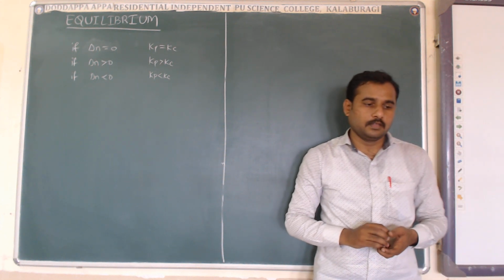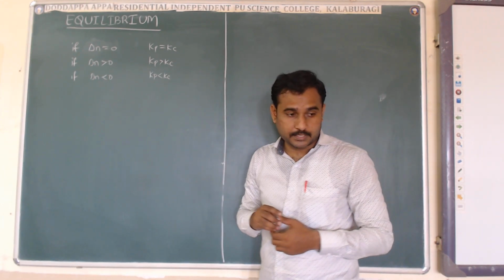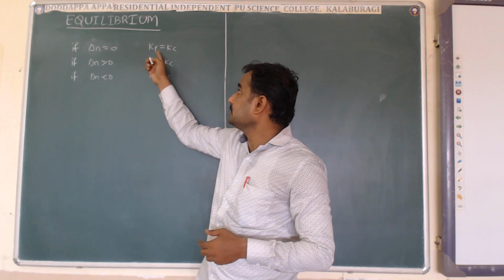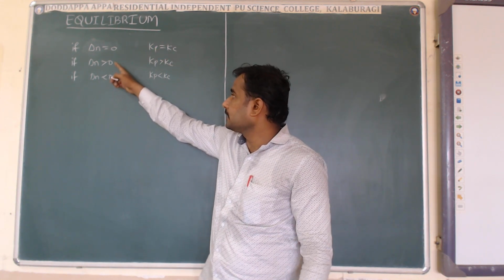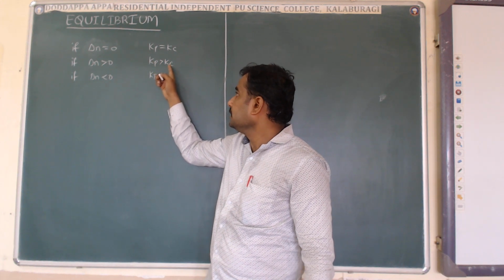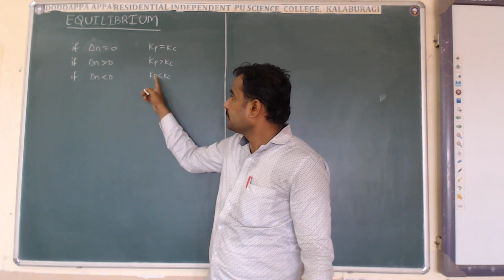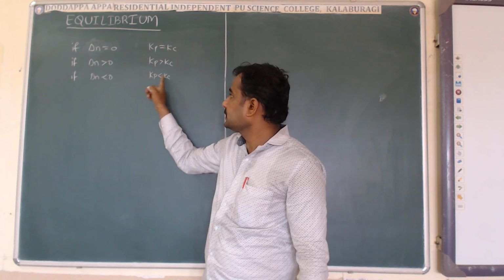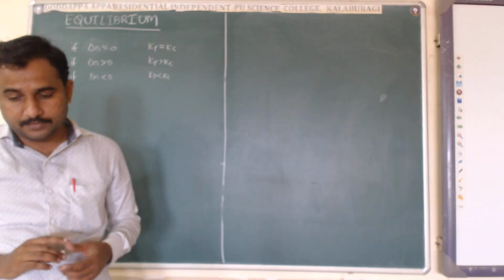Students, in the last class we studied delta n. One example I had given: delta n equal to 0 means Kp is equal to Kc. Delta n greater than 0 means Kp is greater than Kc. When delta n is less than 0, Kp is less than Kc. Those were the examples I gave in the last class.